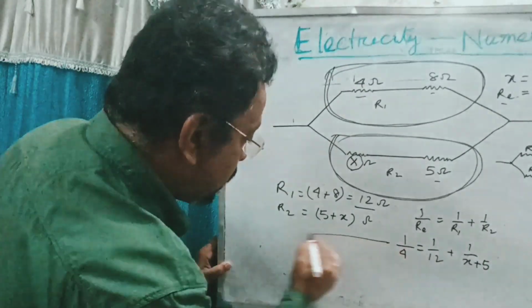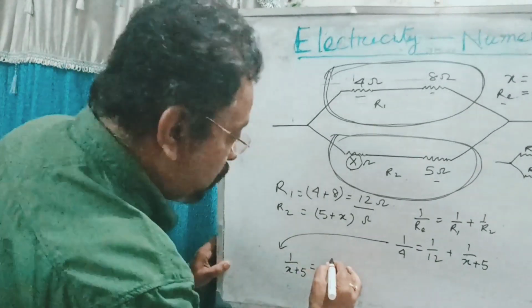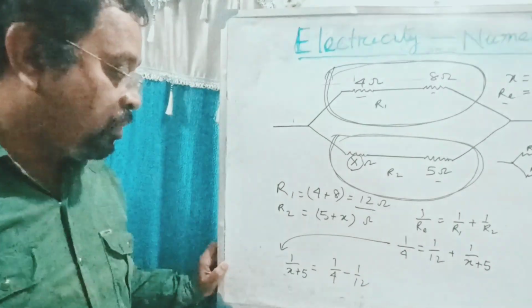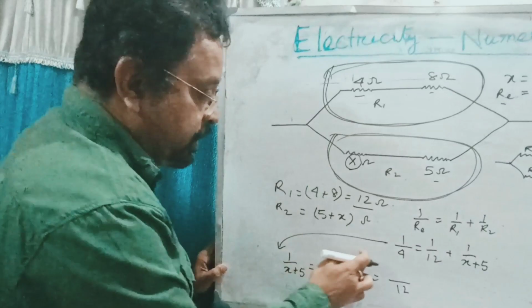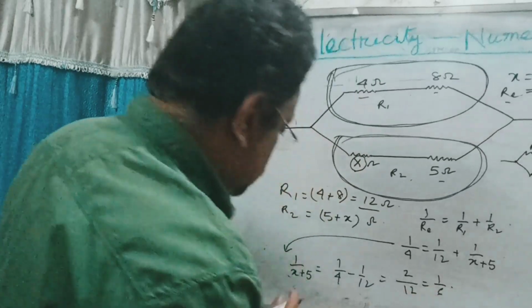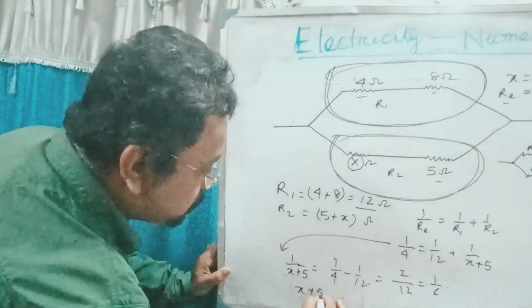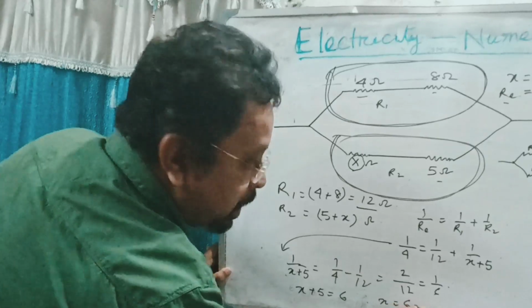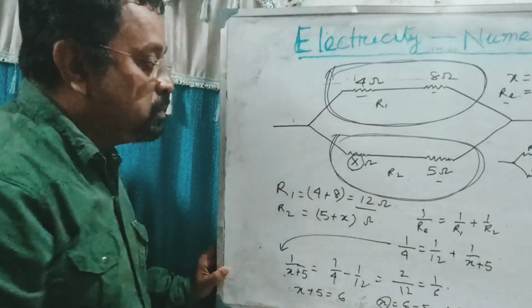So 1 by (X plus 5) is equal to 1 by 4 minus 1 by 12. How much is 1 by 4 minus 1 by 12? 12 is the LCM, so 3 minus 2, that is 1 by 6. So 1 by (X plus 5) is equal to 1 by 6. So X plus 5 is equal to 6. Therefore, X is equal to 6 minus 5, that is 1 ohm. So the value of X will be 1 ohm.